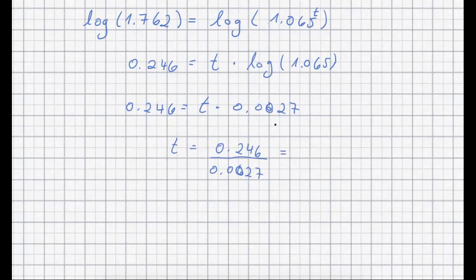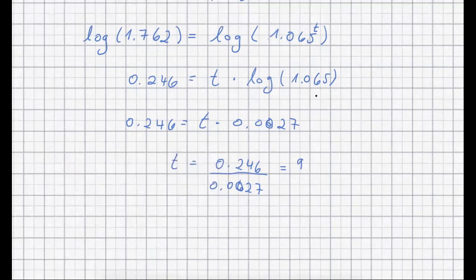Can you hear me? Yes. Oh, sorry. 9.11. Yeah, 9.11. So we can round it down to be 9. So T equals 9. Okay, and that's it. That's the whole question. Not so bad.